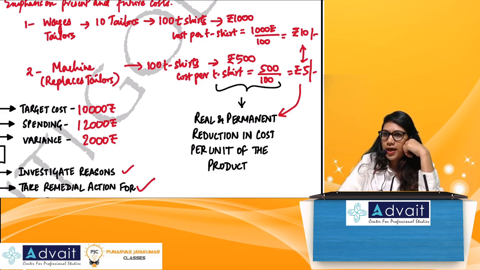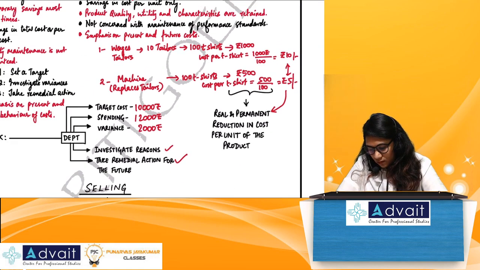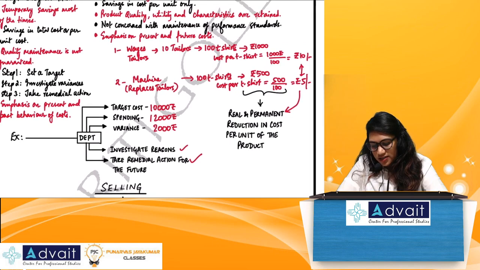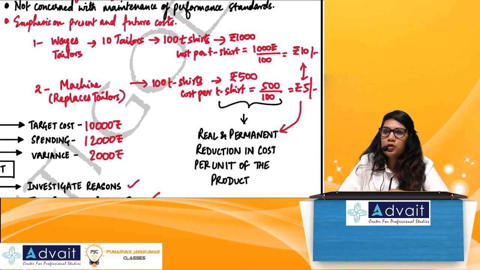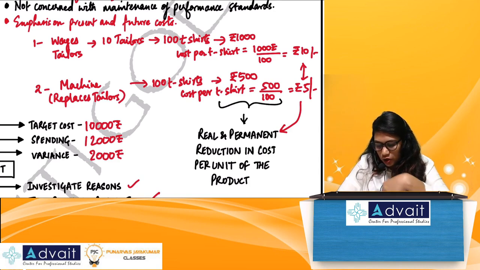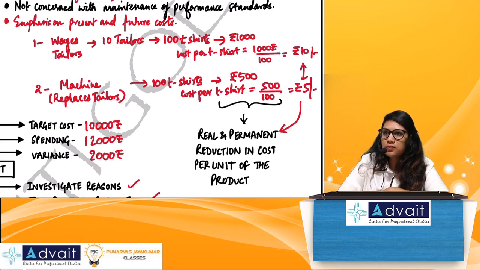Guys, is it okay? Everybody? Have you all written this example? No? Okay, please write quickly. And connect the 10 to 5 to real and permanent reduction in cost per unit. From 10 rupees, I have reduced it to 5 rupees. Please connect that to real and permanent reduction in cost per unit of the product.